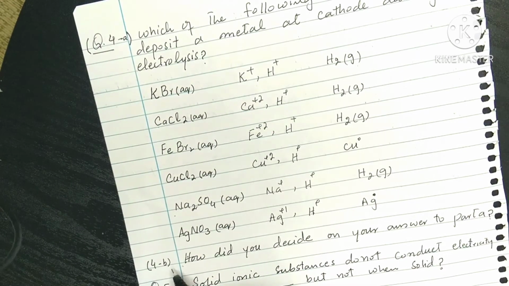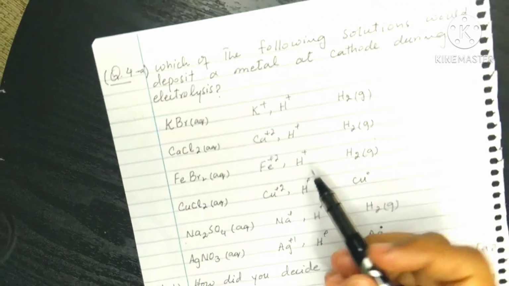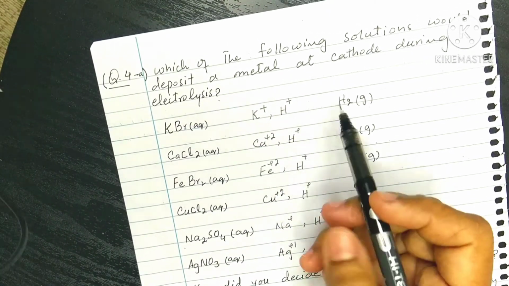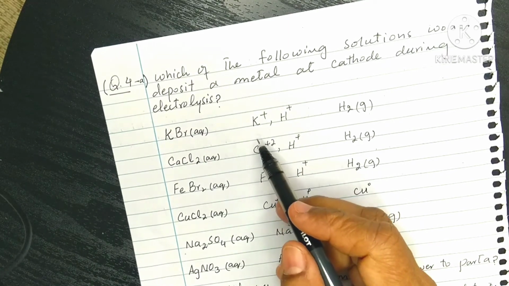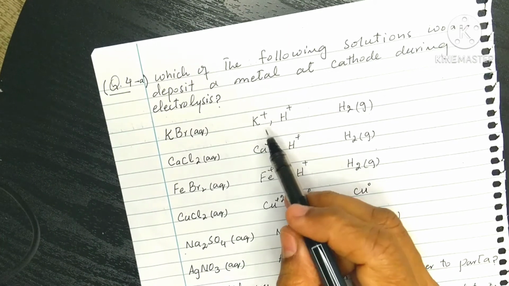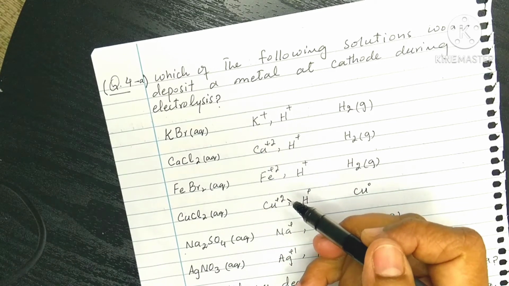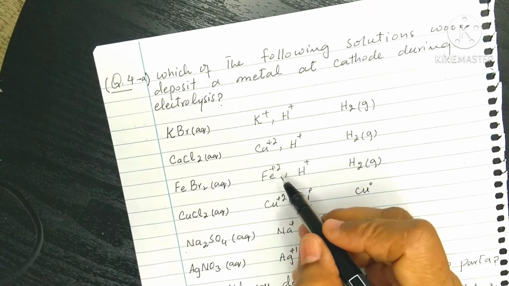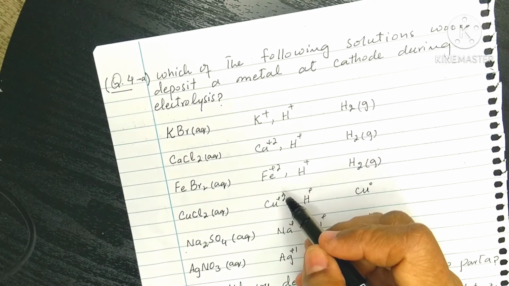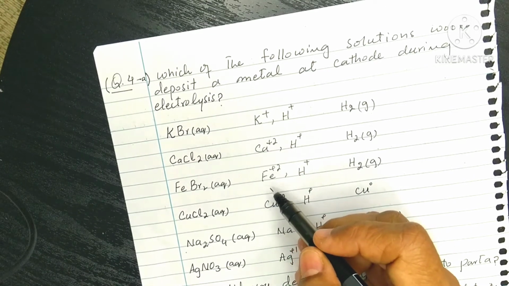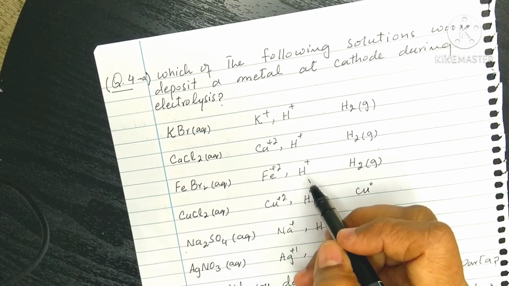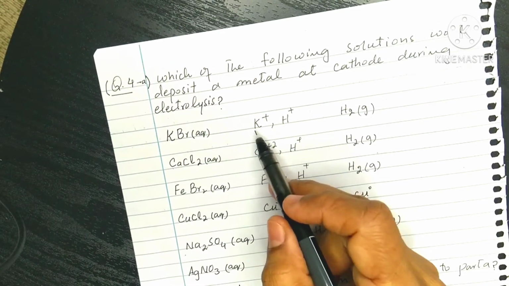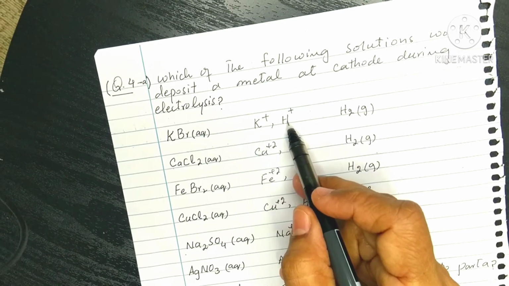Now question 4b, how do we decide which element will be deposited at the cathode and which will remain in the solution? We decide according to the reactivity series. In the reactivity series, metals are arranged according to their reactivity, and according to the rule, the metals that are less reactive will deposit at the cathode, and the other positive ions will remain in the solution. For example, in the first case, potassium bromide, we have potassium ions as well as hydrogen ions from the water.